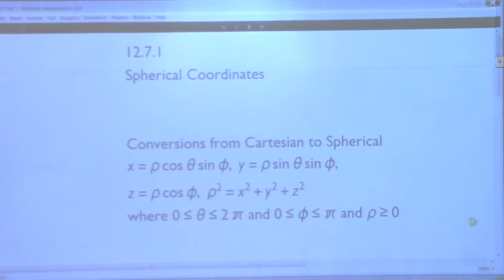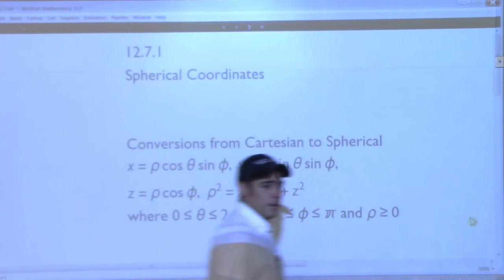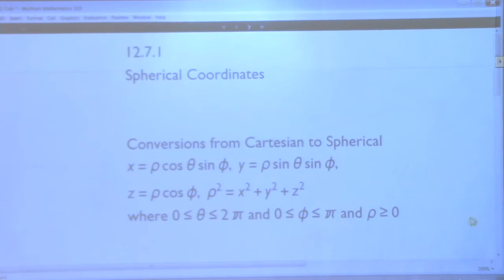Question or comment? Sure, can I put this in my notes? Theta would still be the inverse tangent of y over x in this case? Theta would still be arctangent of... if you're converting from Cartesian to spherical. Your theta would be arctangent of y over x in spherical.